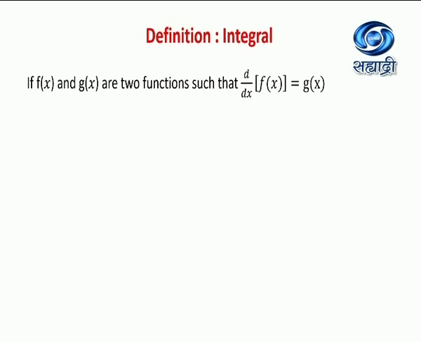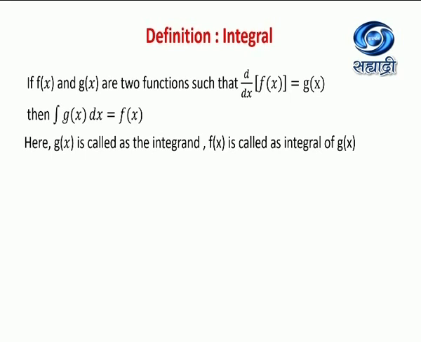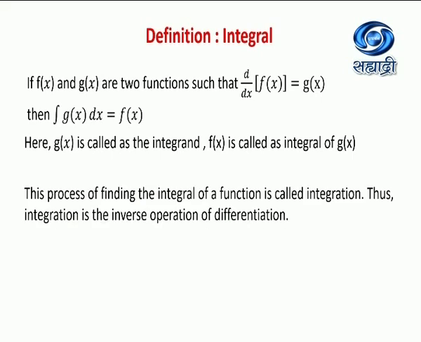If f of x and g of x are two functions such that d by dx of f of x is equal to g of x, then integration g of x dx is equal to f of x. Here g of x is called the integrand and f of x is called the integral of g of x. So note over here, students, that the derivative of f of x is g of x, then integration of g of x is f of x. This process of finding the integral of a function is called integration. Thus integration is the inverse operation of differentiation. So your g of x is also called the primitive or antiderivative, and therefore integration is used.